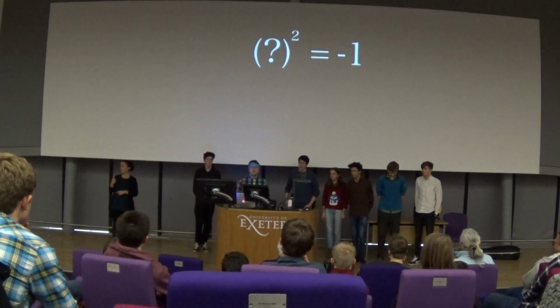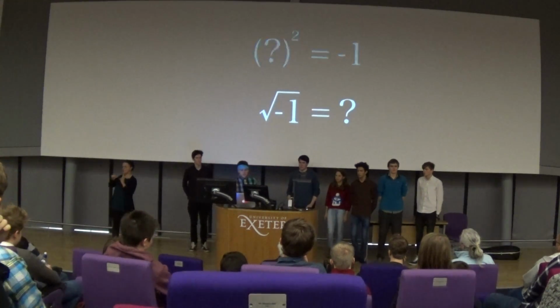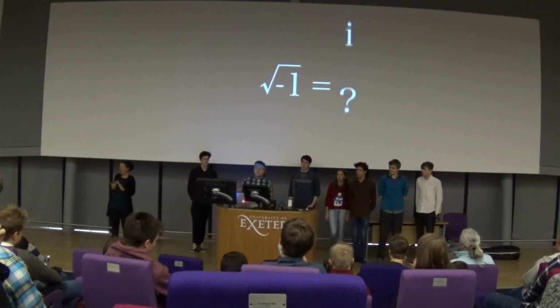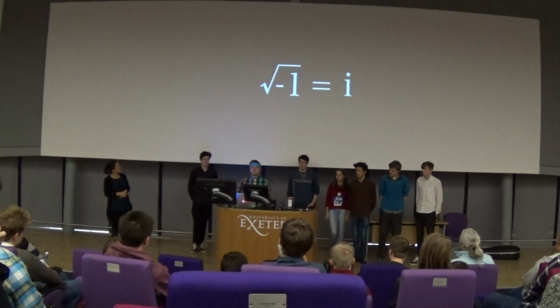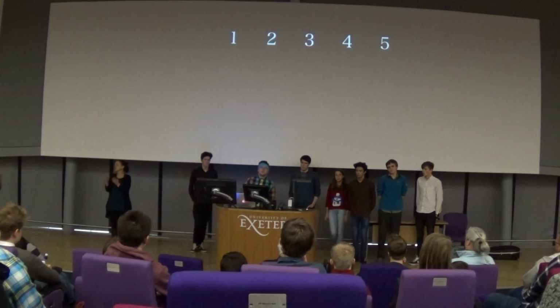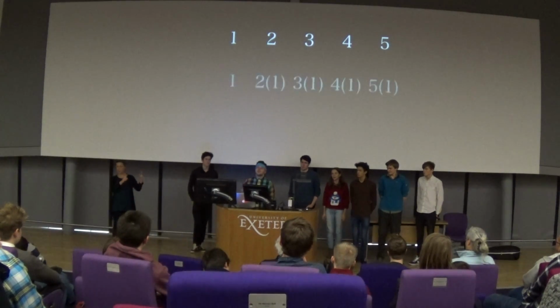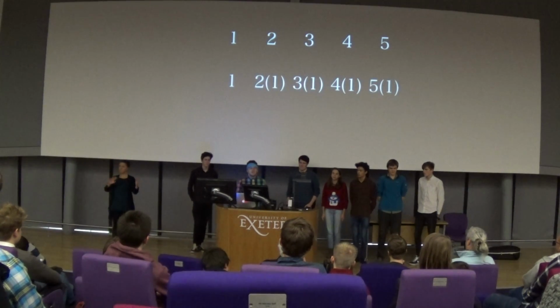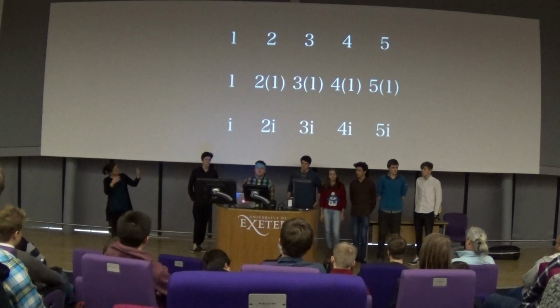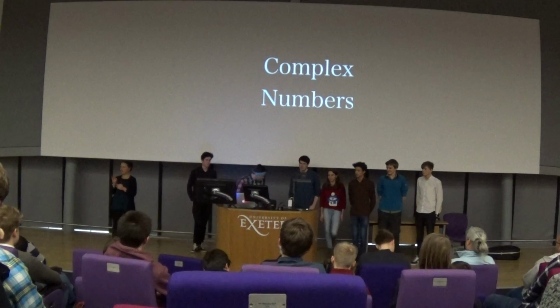But what can you square to get a negative number? Or what is the square root of a negative number? Well, in this case, we call it i, which is the imaginary unit. Now, in the same way that we count our real numbers, 1, 2, 3, 4, 5, we can call them 1, 2 times 1, 3 times 1, and so on. We just replace the 1s with i's, so it's i, 2i, 3i, and so on and so forth.